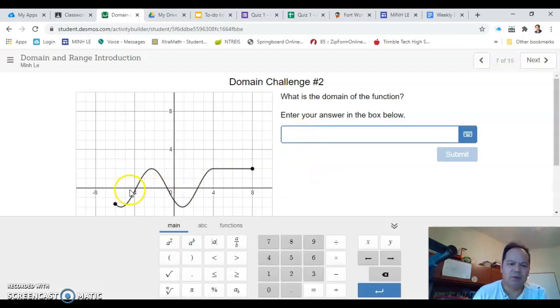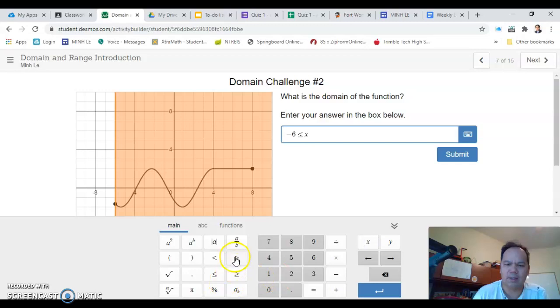Same thing here. If I go to the left, it's at negative 6. So negative 6, solid line. They're both solid. Both solid, less than or equal to. I go really fast now because it's a video, right? So you can pause. If I go too fast, you can pause and watch. Take notes, whatever you need.